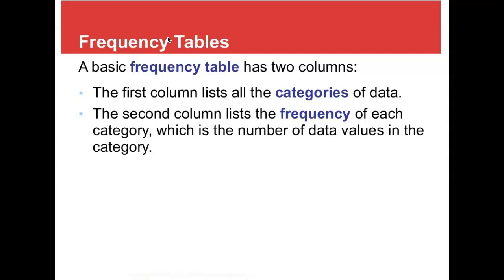A basic frequency table is going to have two columns. The first column lists all the categories of data, and the second column lists the frequency of each category, which is the number of data values that fall into that category.